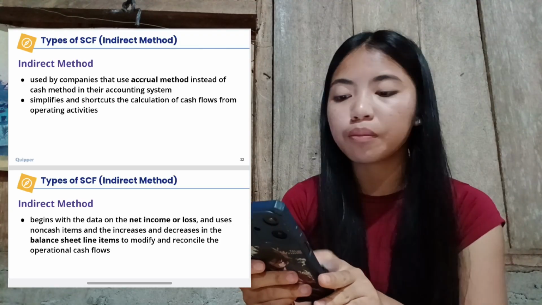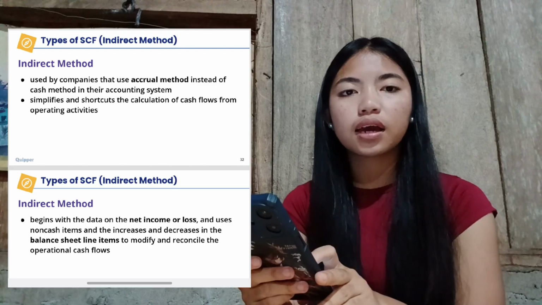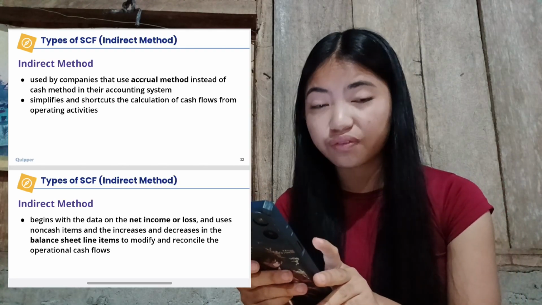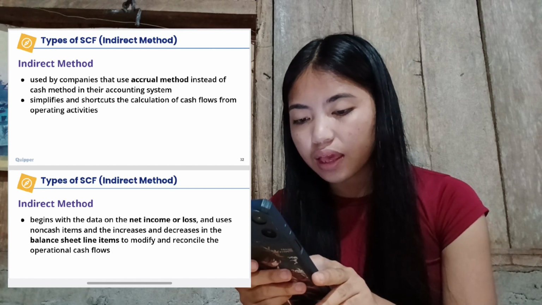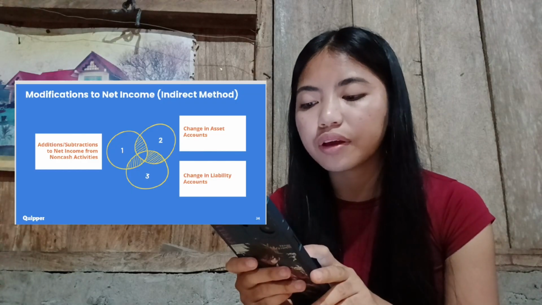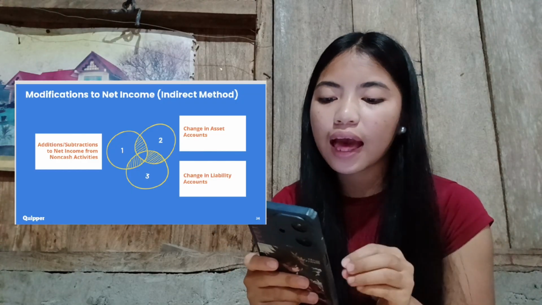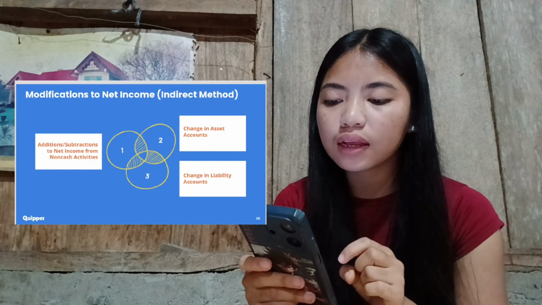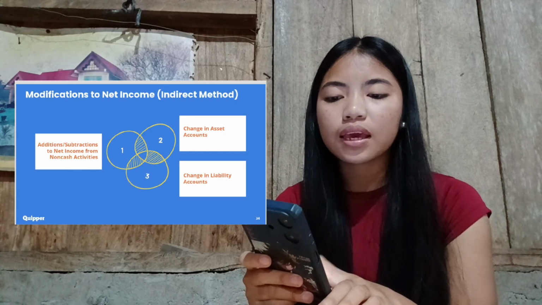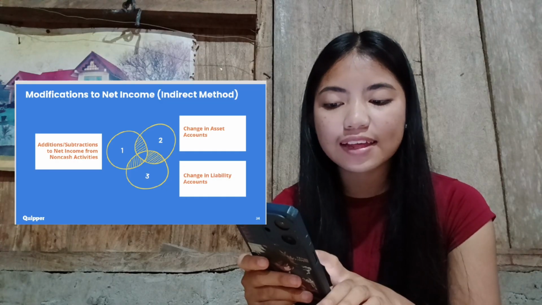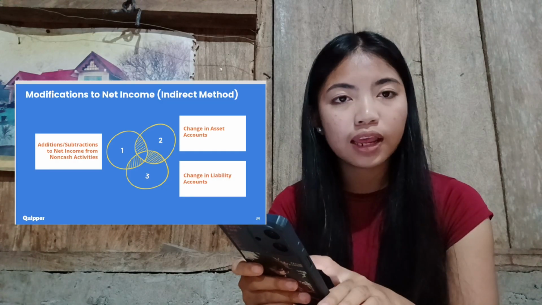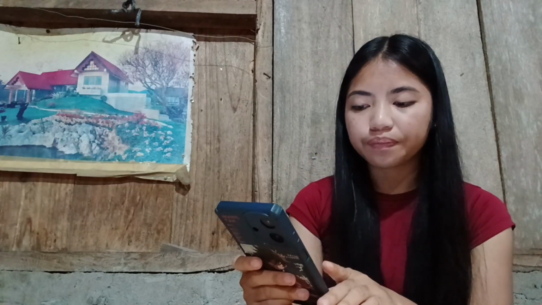Mas mapadali ang imong pag-calculate or pag-gama sa statement of cash flows. So, naa tay modification to net income for indirect method. So, una, i-add o i-subtract ang to net income from mga non-cash nga mga activities. Sunod, change in asset account. And third, you have to change in liability accounts.